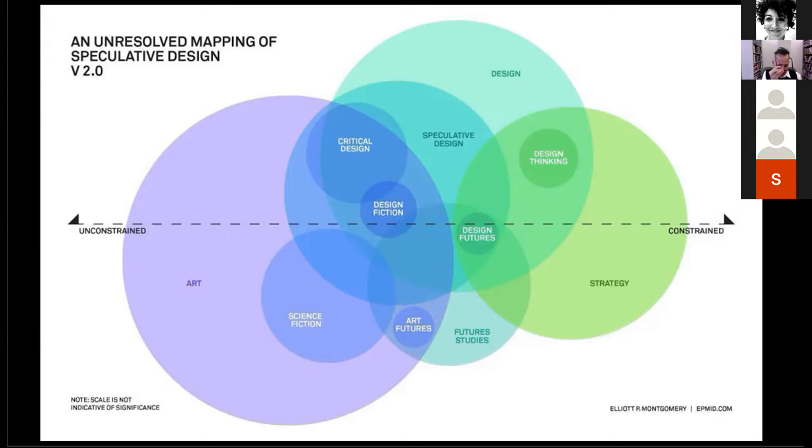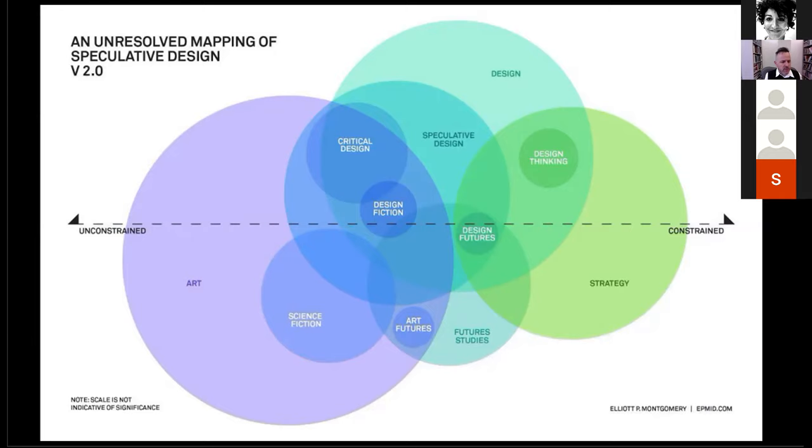By way of my points, let me make a few comments. One is this dynamic of the constrained and the unconstrained: the idea that strategy, the hard-nosed problem of how you make usable doorknobs and disposable razors for businesses, is defined by constraint, whereas art and science fiction is understood by the lack of constraint.